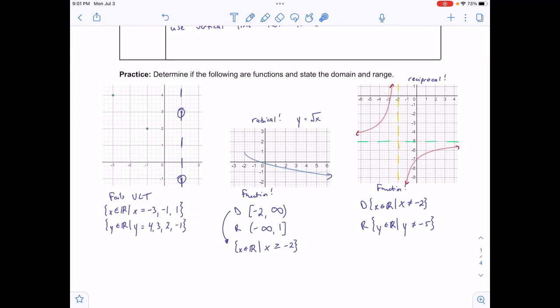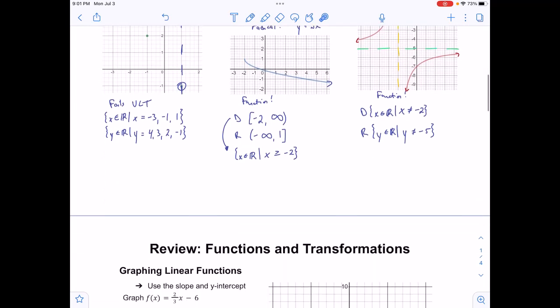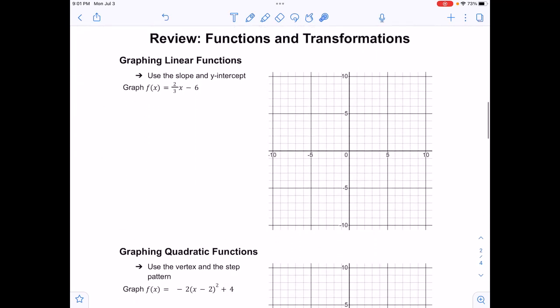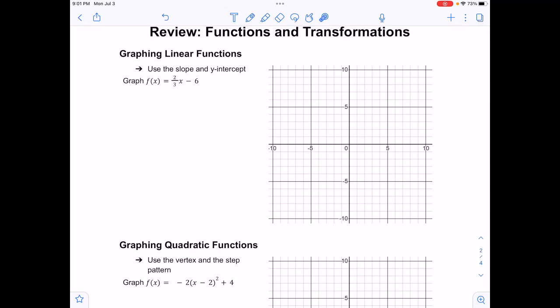Okay, we've established what are functions, we practiced some domain and range, we've reviewed some key vocabulary. Let's talk about graphing now, because about 40 to 50% of this course purely is graphing.